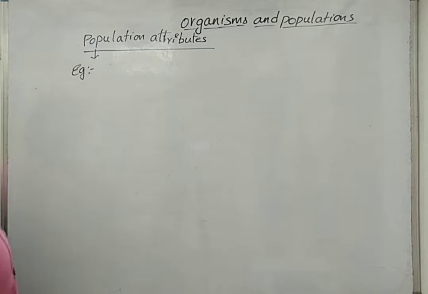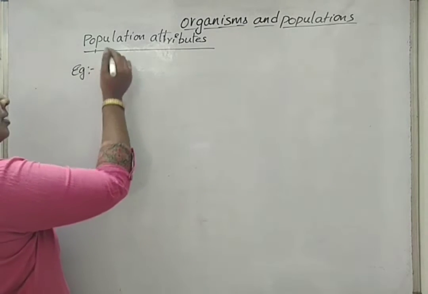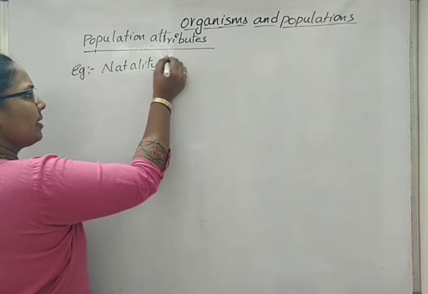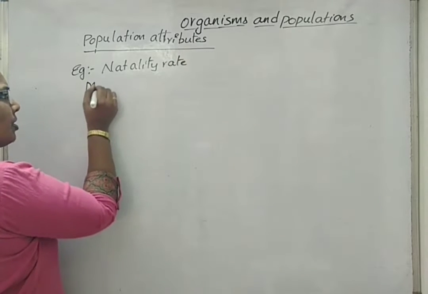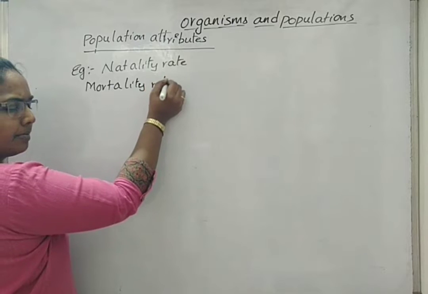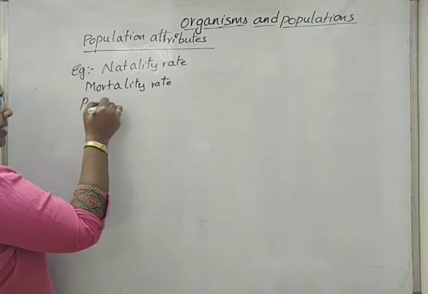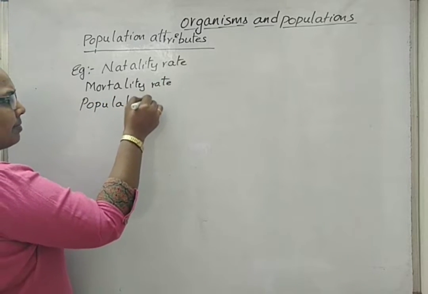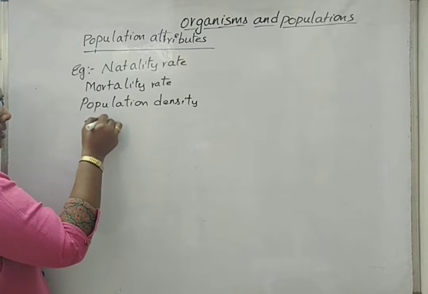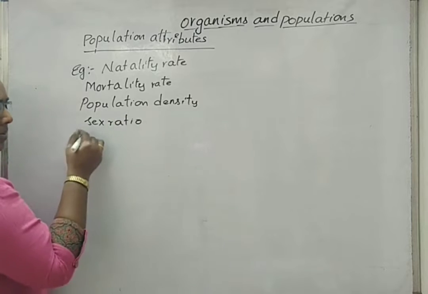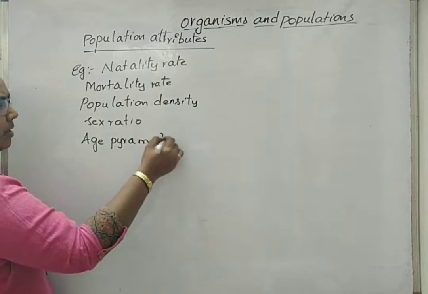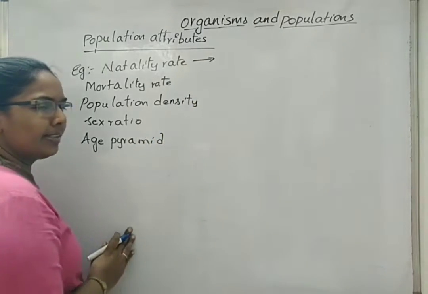What are examples under population attributes? Some of the terms are natality rate, mortality rate, population density, sex ratio, age pyramids, etc.